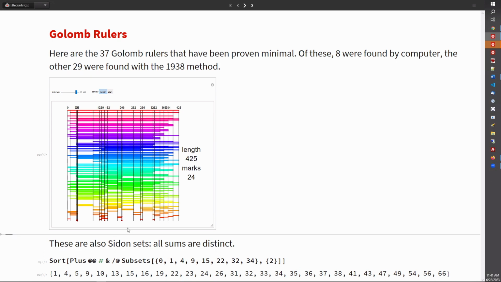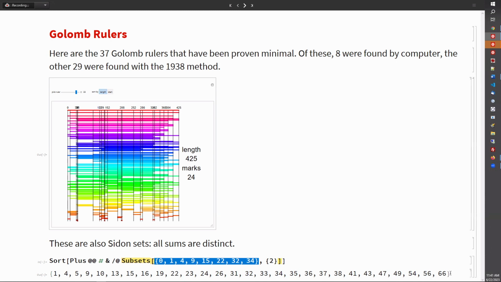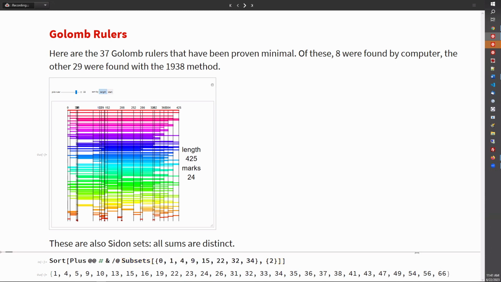These Golomb rulers are also called Sidon sets. If you take any Golomb ruler and add up the values, all the sums are distinct. So for example, with this particular set, if we do all the possible sums, we get this list, and none of these are repeated. It turns out that every Golomb ruler is a Sidon set, and every Sidon set is a Golomb ruler. And it's easy to prove that.